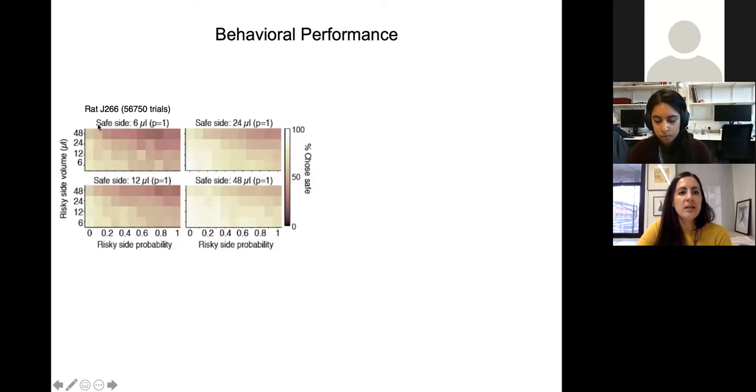So this matrix shows the animal's choices, where each block is the percent that the rat chose safe for trials offering a particular guaranteed reward, here 6 microliters. The y-axis is the volume of the risky reward, and the x-axis is the probability of the risky reward. And so these are the choices for 6, 12, 24, and 48 microliters on the safe side. And just a couple things to keep in mind: when the safe side is the best option, this matrix is almost white because the animal is choosing the safe side almost all of the time.